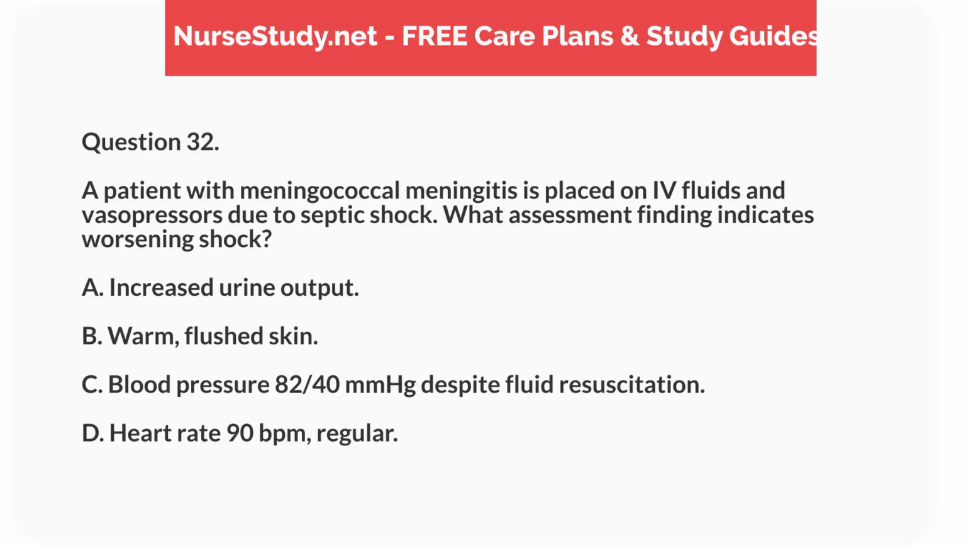Question 32. A patient with meningococcal meningitis is placed on IV fluids and vasopressors due to septic shock. What assessment finding indicates worsening shock? A. Increased urine output. B. Warm, flushed skin. C. Blood pressure 82/40 mm of mercury despite fluid resuscitation. D. Heart rate 90 beats per minute, regular.